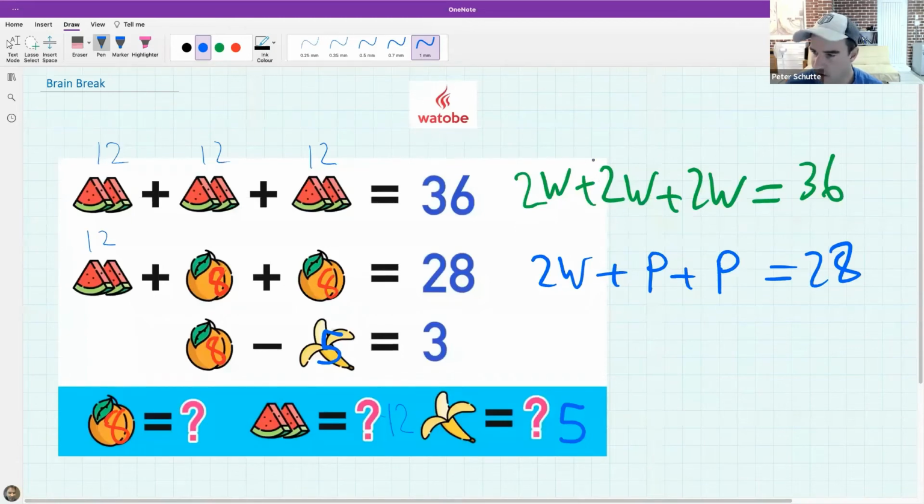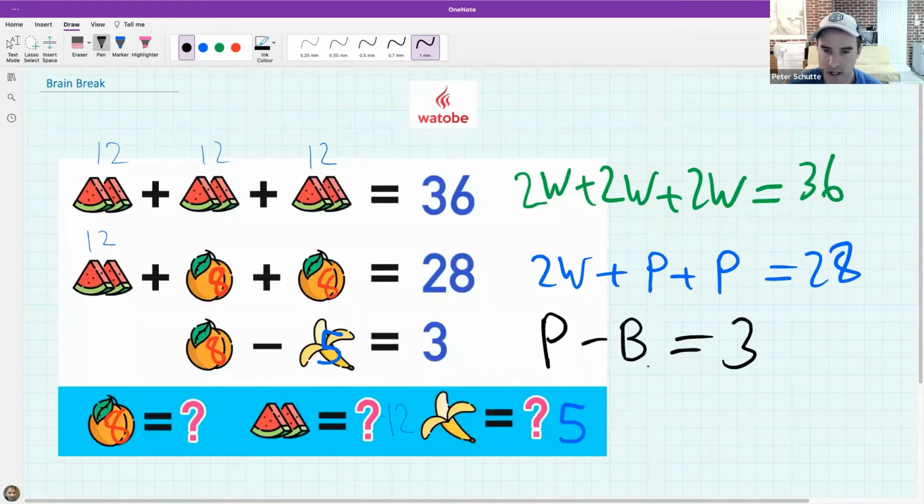And so a lot of algebra is just about taking something and letting something stand in place of it. I chose W because I like the idea of W for watermelon. I chose P for peach. And if I wrote the bottom one, I would probably write it like this: P minus B equals 3, where B stands for banana.